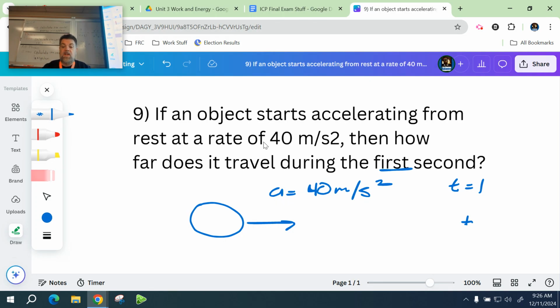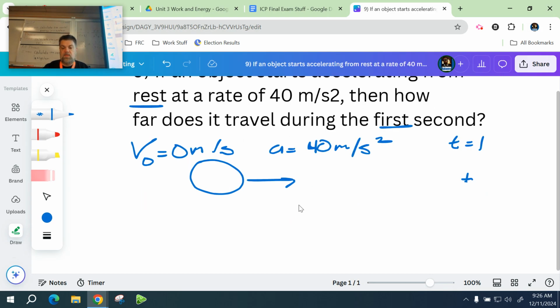So we know that it starts from rest, so that means the initial velocity is 0 meters per second. We don't really know the final velocity, so we have to think of an equation that we can use with this information.